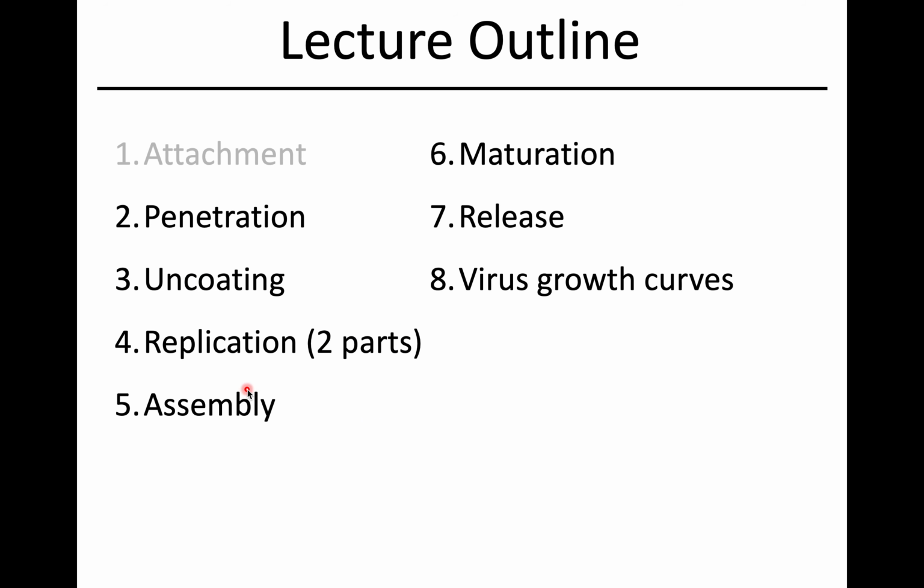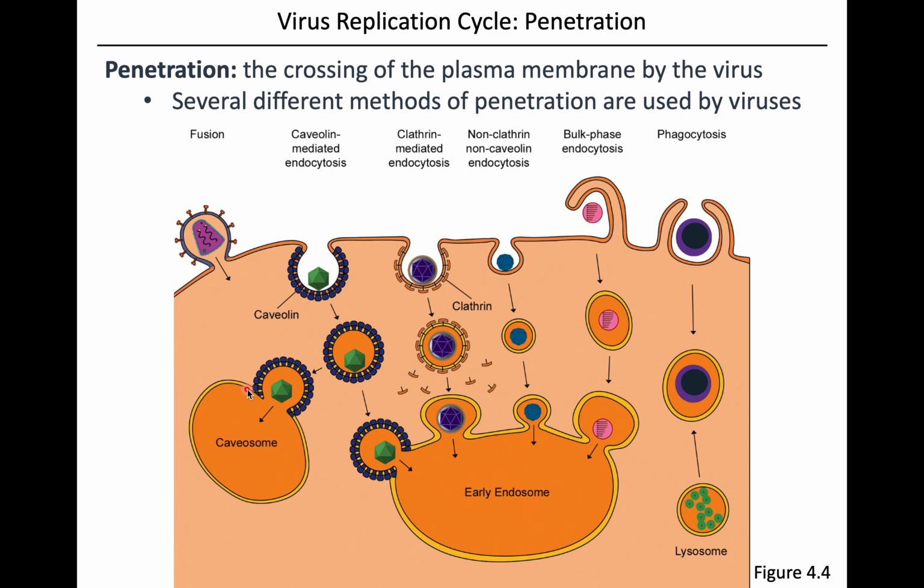So following attachment, there has to be penetration. We've discussed the fact that viruses are obligate intracellular parasites, intra meaning they have to be inside a cell. So they've got to be able to penetrate. So that penetration step is just how does the virus cross the plasma membrane? And there's a few different ways this could happen.